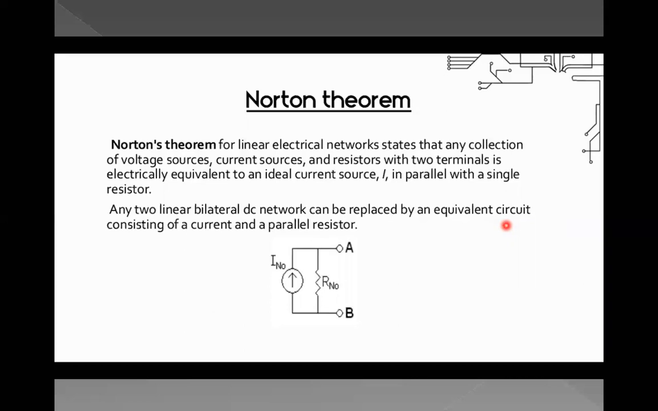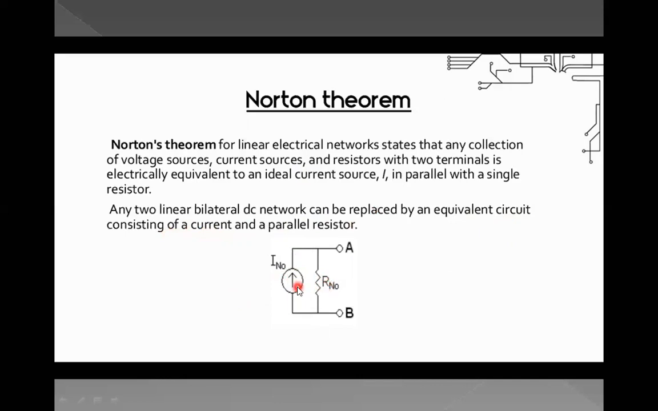In the case of Thevenin's theorem, we said that any linear network can be replaced by an equivalent voltage source in series with an impedance. Whereas in Norton's theorem, any linear network can be replaced by an equivalent circuit consisting of a current source in parallel with a resistance. There we took ETH in series with ZTH, whereas in Norton's theorem, any linear network can be replaced with a single current source in parallel with a single resistor.